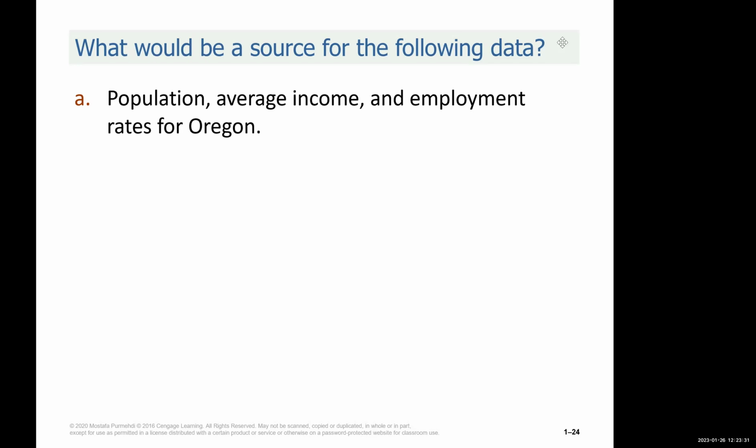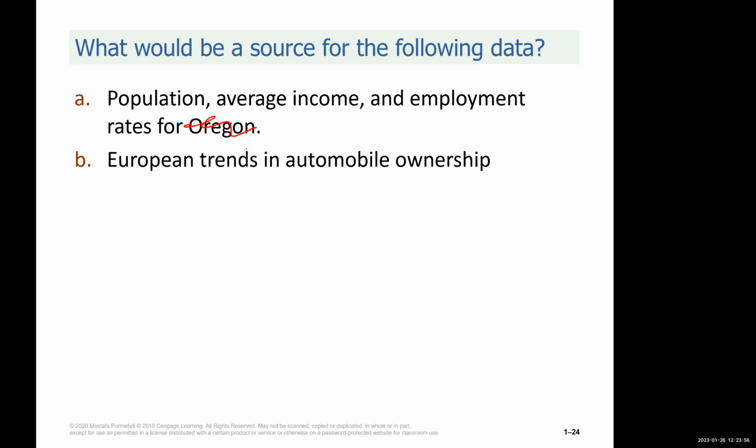So if we were in the classroom, I would have done an activity with you, and I would have asked, where would you think the source of these data types should be? For example, population of Canadians, average income of Canadians, employment rates for Canadians. Well, we don't care so much about Oregon, Canada.